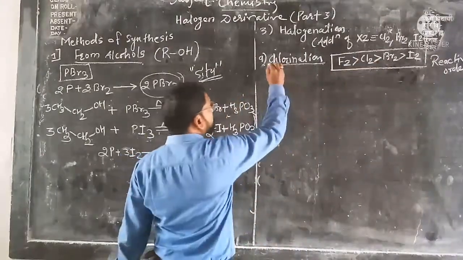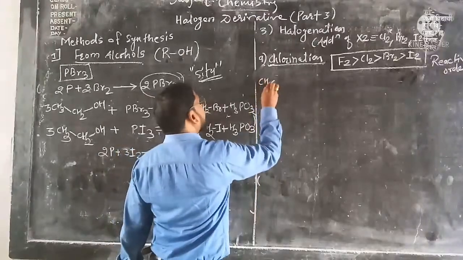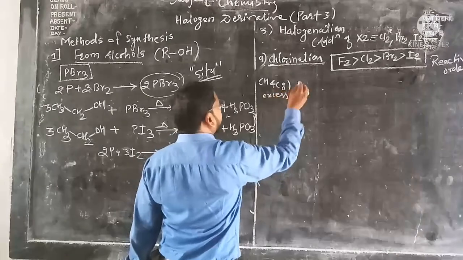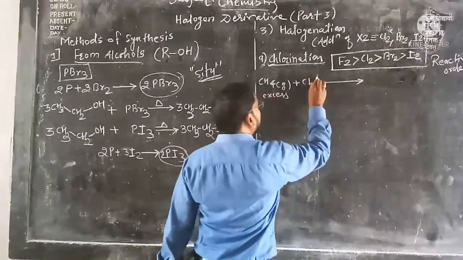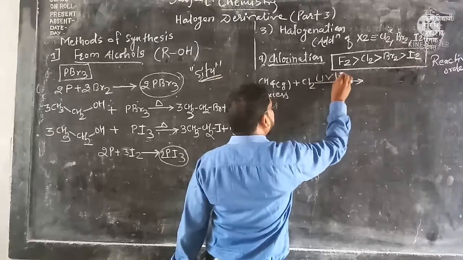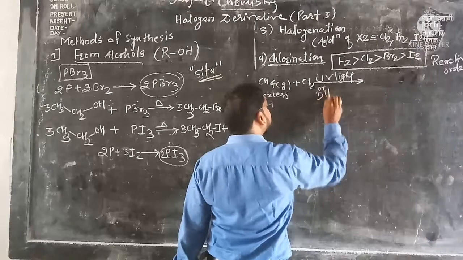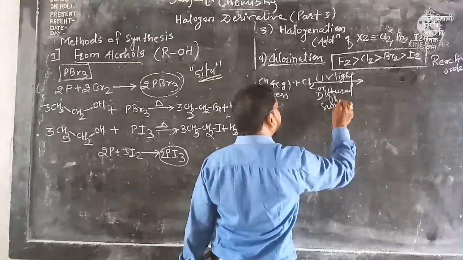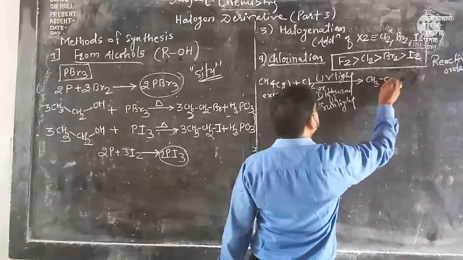Out of that, first we take chlorination. Now see here, for example, methane, gaseous, in excess amount. Now it will react with Cl2 in the presence of UV light, ultraviolet light, or you can take diffused sunlight. This is a very important condition. Okay, so here you will get CH3Cl.